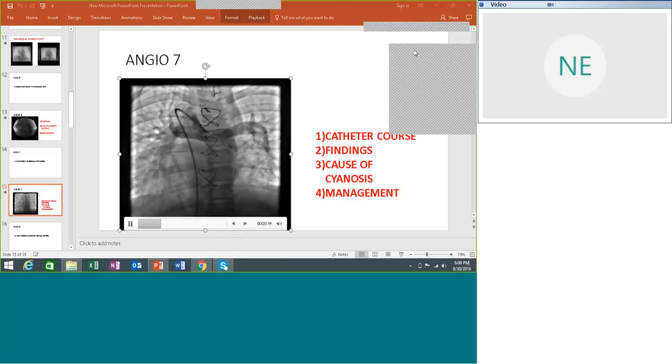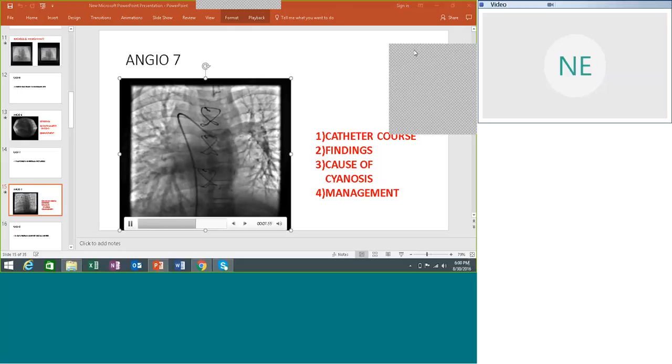So, through which lung? Which lung do you suspect more PAVMs? Excellent. Good. That's great.